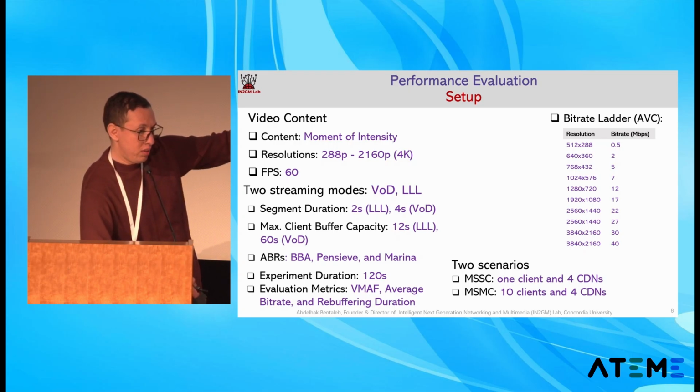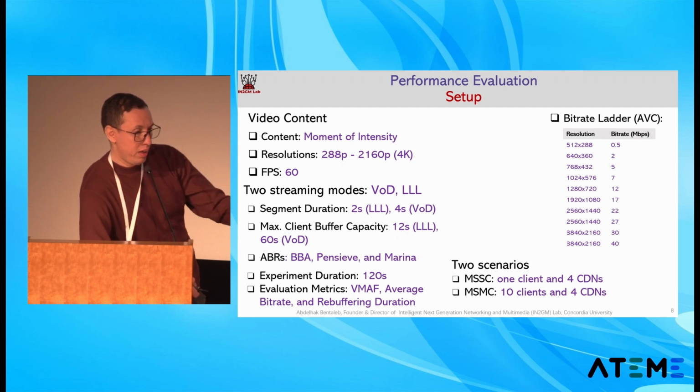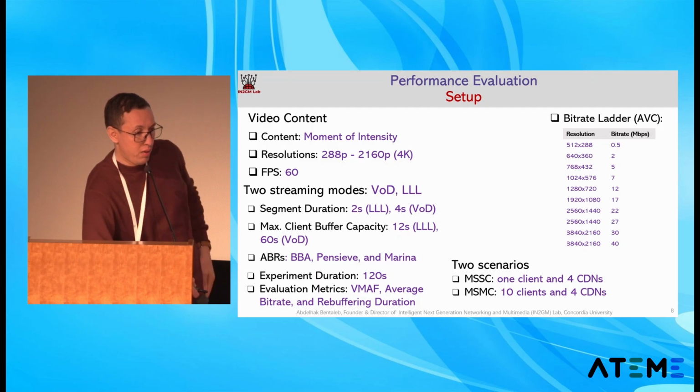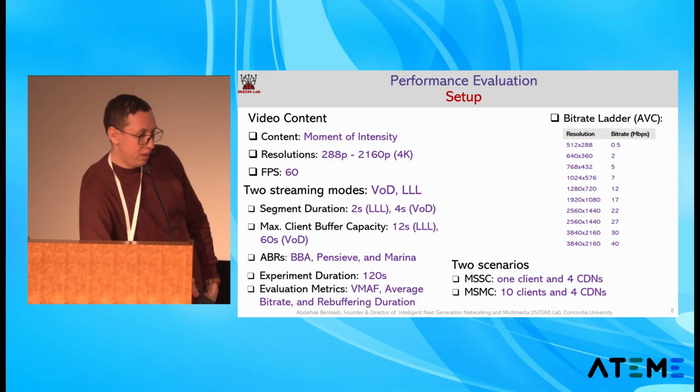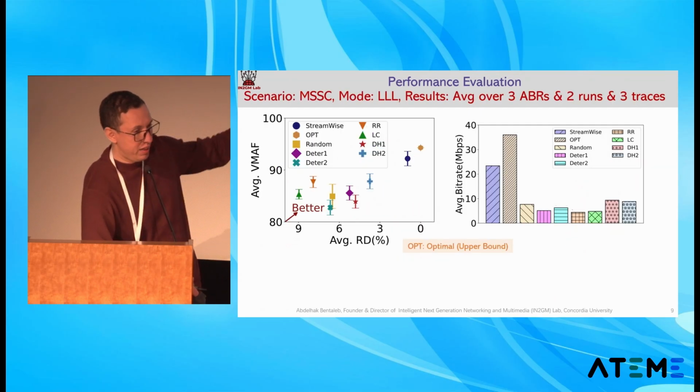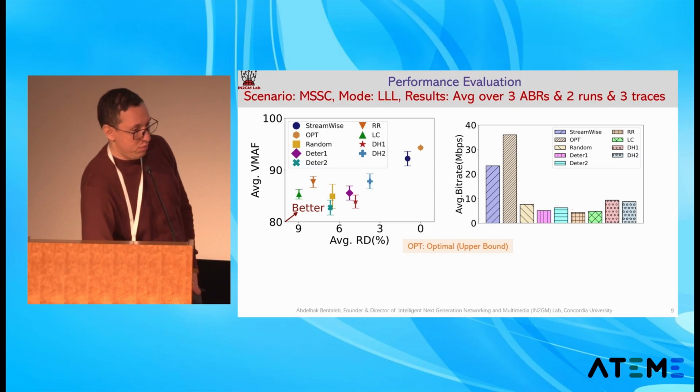The first scenario is multi-server single client, where we have only one client and multiple servers, or 4 CDNs. And for the second scenario, we have multi-servers, multi-clients. We have more experiments, but here I just put a few of them, okay?